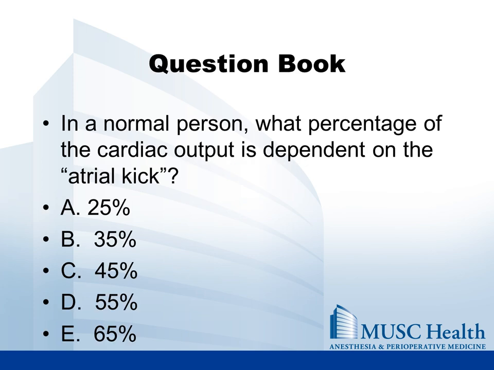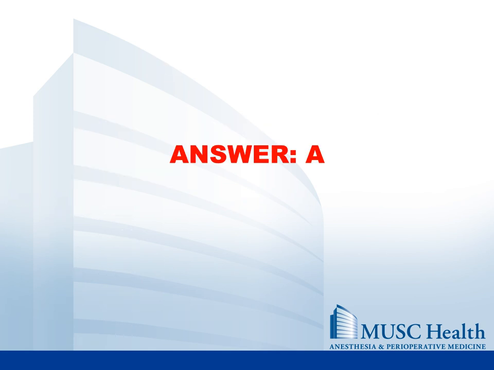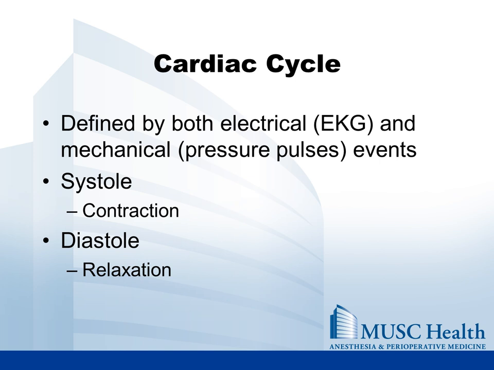First question, and I don't have that many, so I won't really go around the room, but in a normal person, what percentage of cardiac output is dependent on the atrial kick? I hear 25%. Anyone want to agree with that? You'll agree with that. Okay, all right. So yes, you are correct. The answer is 25%.